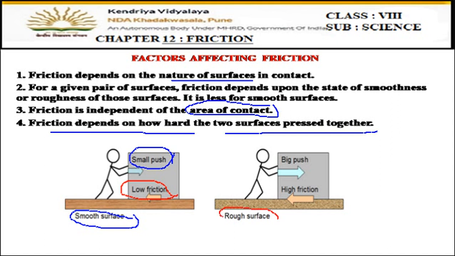Now if the surface is rough, then there will be more interlocking, there will be high friction, and to overcome this friction more force has to be applied so that the box can move. So a big push is needed here. Okay, I hope these concepts are clear.